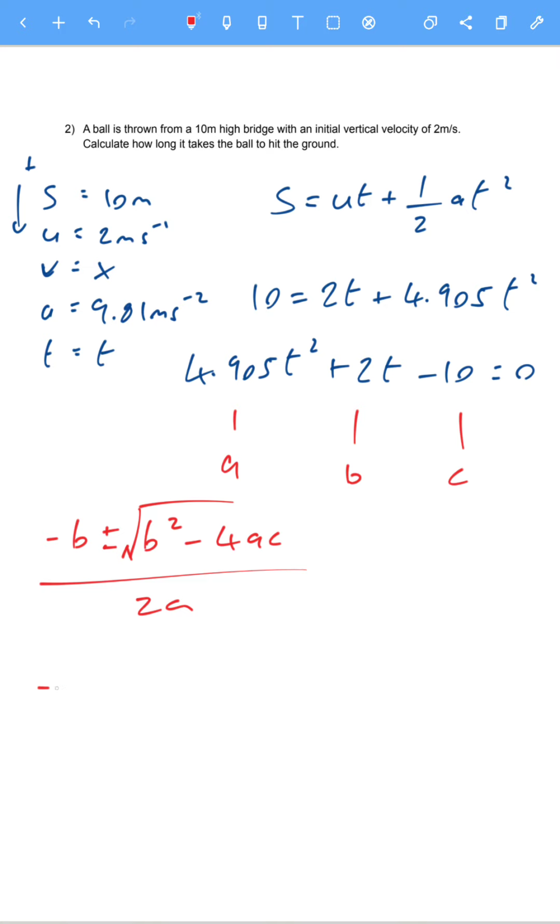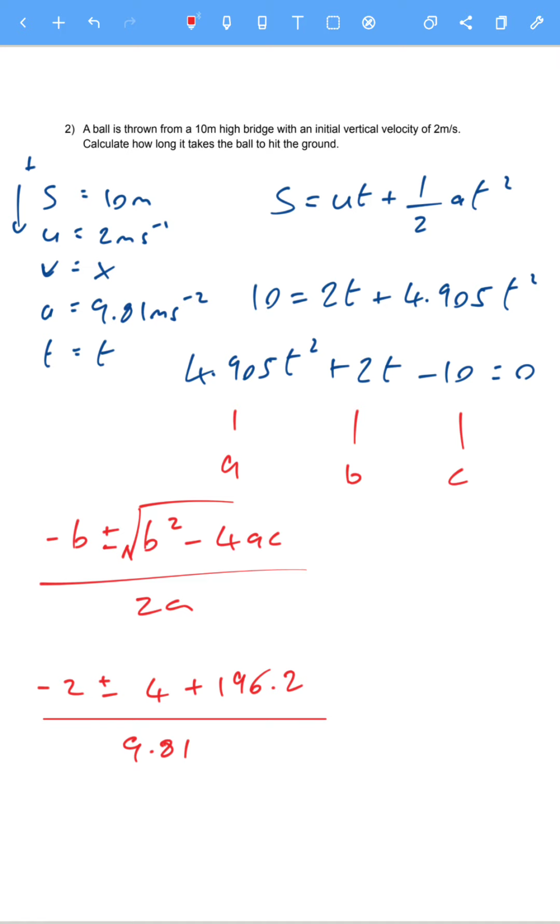So minus b would be minus 2, plus or minus. So we've got b squared, which is obviously 4, minus 4 times 4.905 times minus 10. But because it's minus that, then we've got a minus, which would obviously give us a positive value. So that would be minus, which is a plus 196.2, all divided by 2 lots of a. So 2 times 4.905 is 9.81.